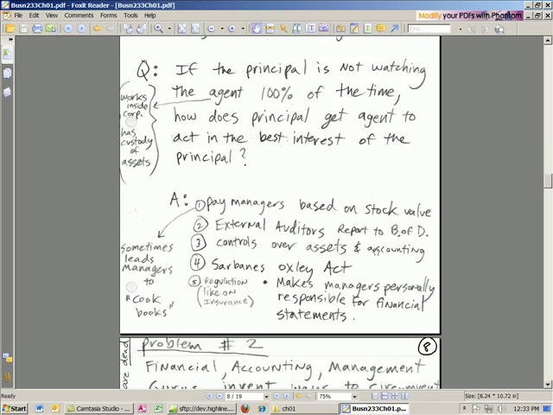Now, some of the ways you can, I'm going to skip down here to this one. Right? So the question is, if the principal is not watching the agent 100% of the time, how does the principal get the agent to act in the best interest of the principal? Right? The way that most textbooks and most theory used to work is you say, pay the managers based on stock value. Well, what does that do? That makes the manager exactly like an owner, right? So if their pay is based on stock value, when it goes up, then the manager gets more.